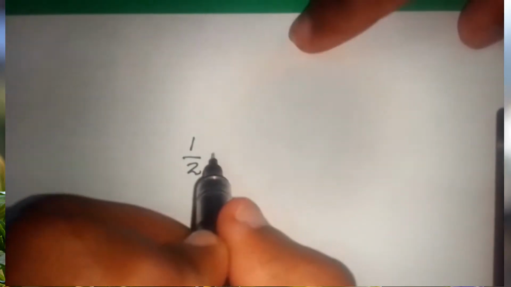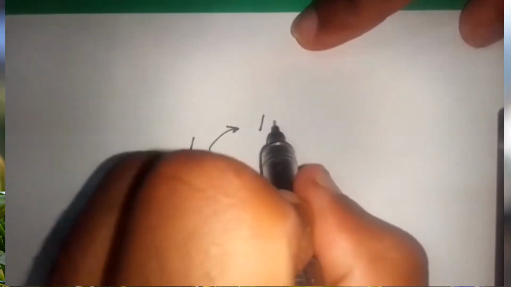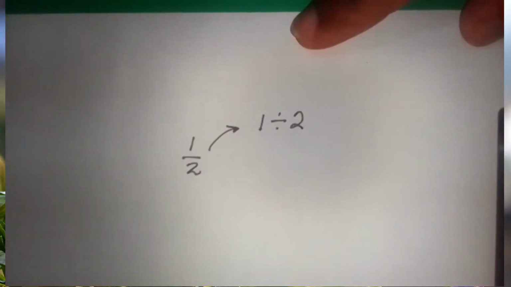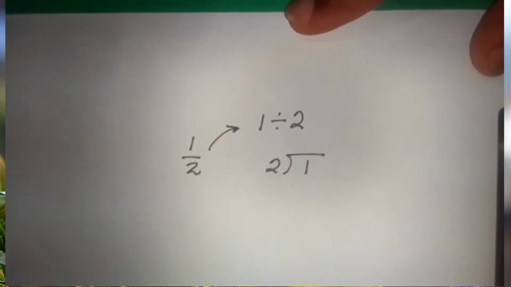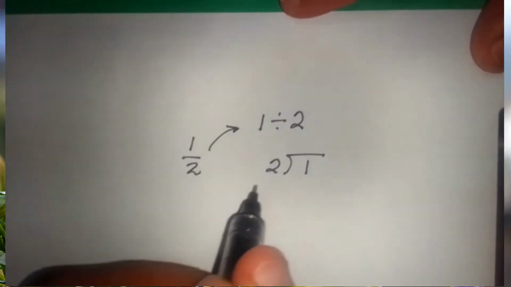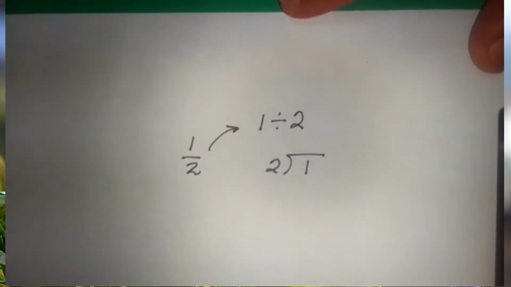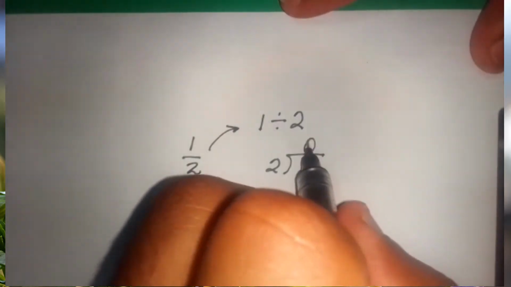So fractions are just another way of writing division problems. Here we have 1 over 2, or a half, which literally means 1 divided by 2. I can write this using a different symbol: 2 into 1. Now, how many times can 2 go into 1? Well, it can't really go into it. It goes into it 0 times.